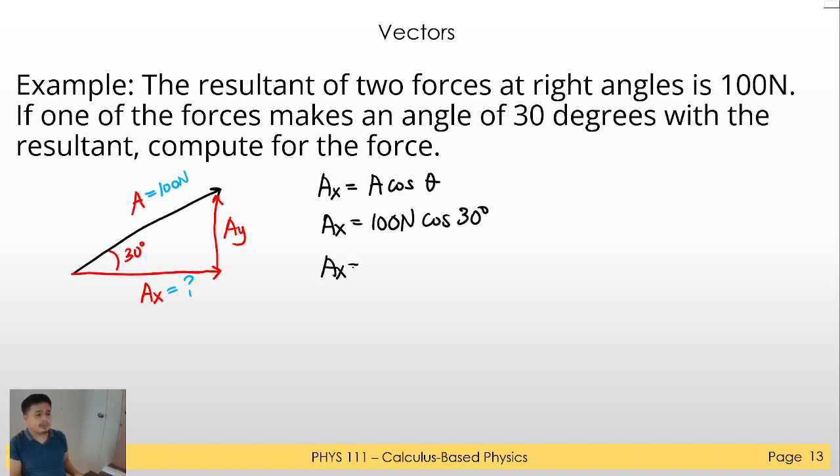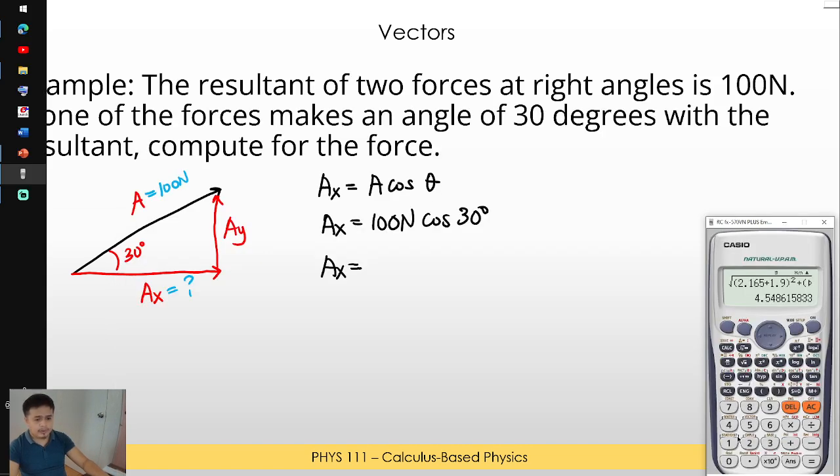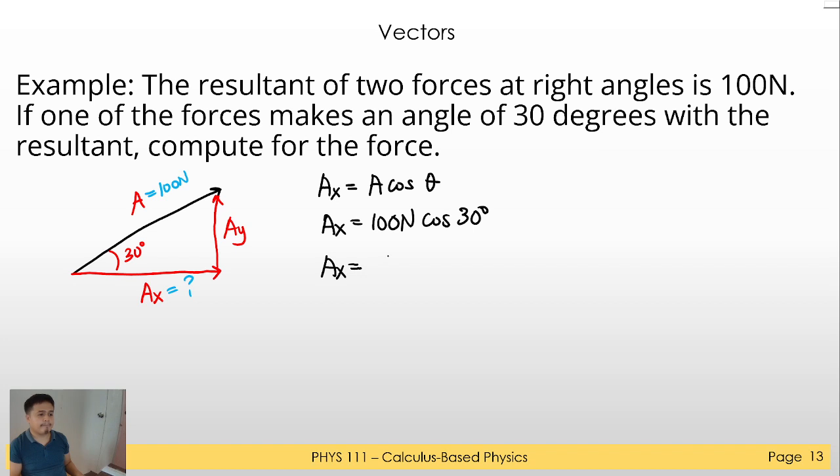So AX is equal to, let's use a calculator, 100 cosine 30. So this is 86.60 newtons. Okay. So that's all. No? That is the easiest way to visualize this problem and solve this. Okay, let's move on to the next one.